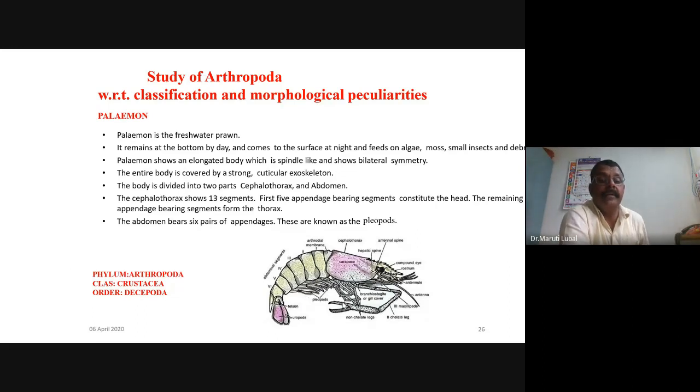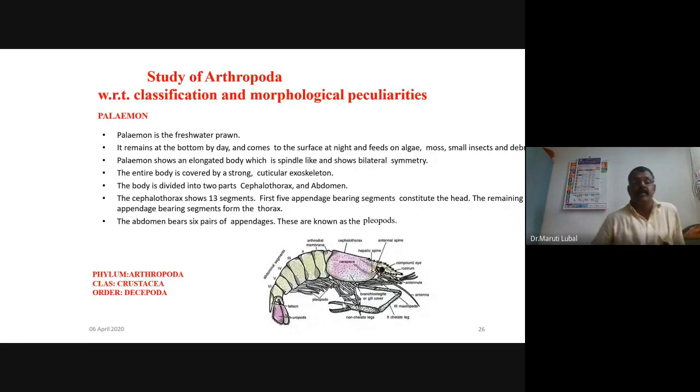The body of the prawn is covered by a strong cuticular exoskeleton, and the body is divided into 2 parts: cephalothorax and abdomen. Cephalothorax has 13 segments. Out of 13 segments, the first five appendage-bearing segments constitute the head. The remaining appendage-bearing segments form the thorax.